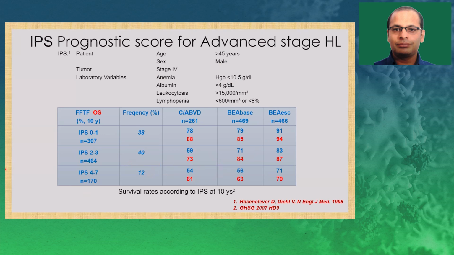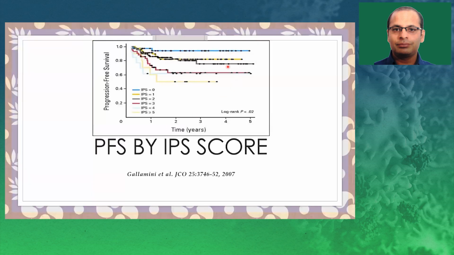We can clearly see that whatever chemotherapy regimen you use, either ABVD, BEACOPP, or escalated BEACOPP, the overall survival and freedom from treatment failure decrease as the stage advances. This can be clearly seen in this figure, that on the top we have IPS 0 with almost 95% long-term survival, PFS long term, which decreases to almost 50% as the IPS score increases to 5 or more.